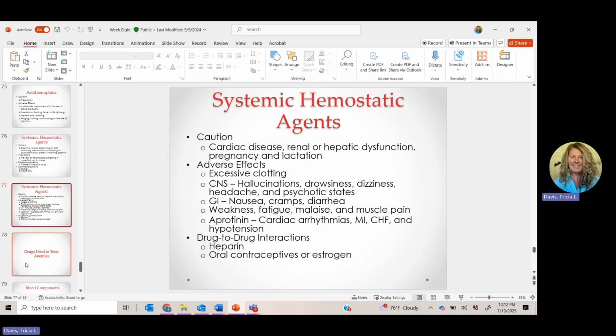Adverse effects would be excessive clotting, right? We're always thinking that we're going to cause the opposite problem. We wanted to fix something, but now we've overfixed it. All right, it's going to affect our central nervous system. So we're worried about hallucinations, drowsiness, dizziness, weakness, cardiac arrhythmias.